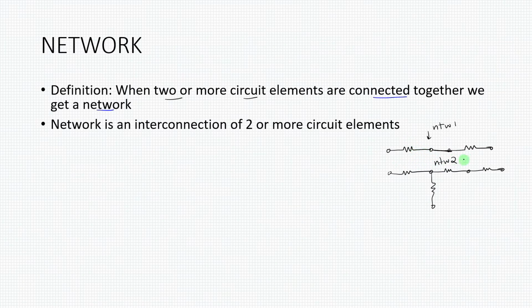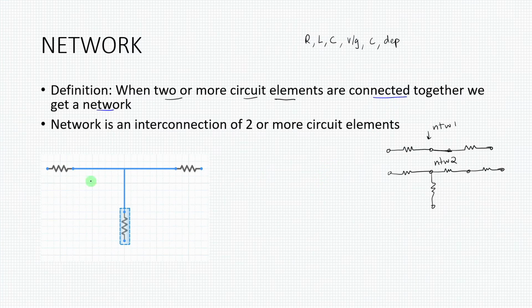Now I am always drawing a resistor because a resistor is just easier to draw. But you see, the definition only mentions circuit element, so it can be anything. It can be a resistor, an inductor, a capacitor, a voltage source, a current source, a dependent source, anything. Any two or more circuit elements connected together, we call a network. Now let's take one example here.